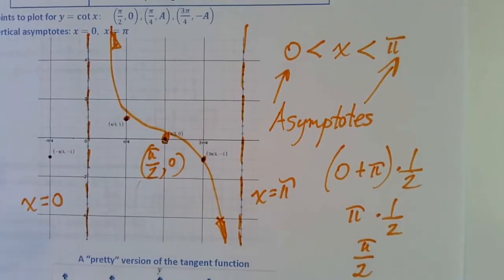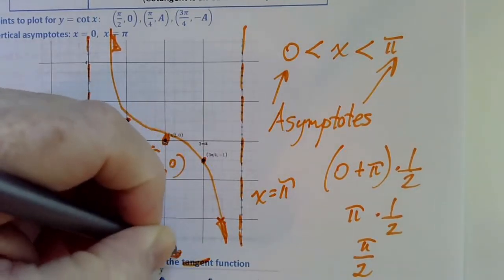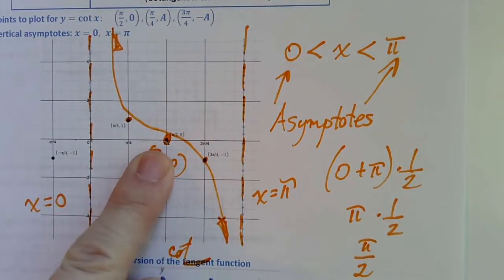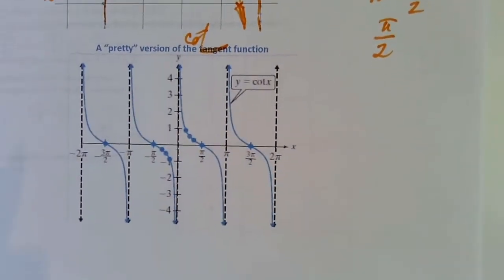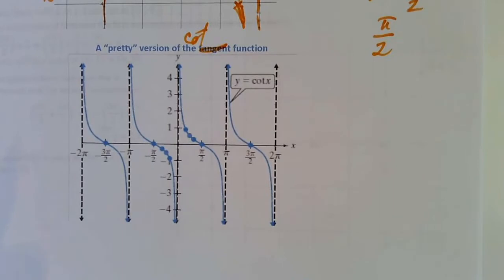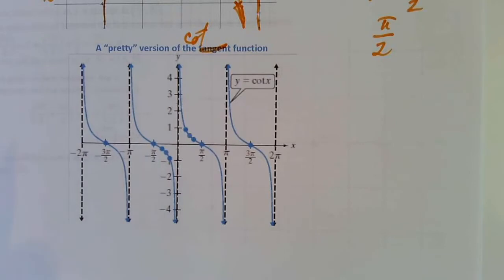So we get a function that's going downhill. It's very similar to the tangent, except it's going down. And here's a pretty picture of the cotangent. You can see that at every single multiple of pi, we have a vertical asymptote. At the midpoint between those vertical asymptotes, we have an x-intercept. And at every multiple of pi over 4 in lowest terms, we're going to get either 1 or negative 1.